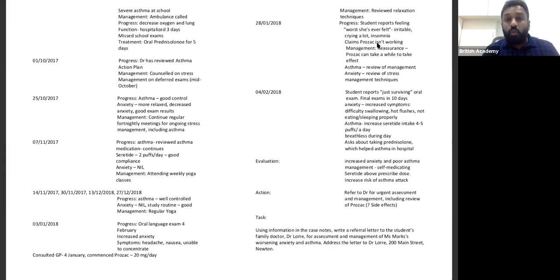You should be able to convey the problem, whatever is mentioned in this case note, to the target reader. That's all that is required. So this 28/1/2018 becomes your initial paragraph. That is your second paragraph. Your third paragraph becomes your 4/2/2018. That is, student reports just survival exam, final exam in 10 days, anxiety, and whatever problem. So this is initial, this is recent. This becomes your second paragraph. This becomes your third, and your action plan is your fourth. 4/2/2018 and the evaluation can be combined together to formulate your third paragraph. Then comes your action plan. That's your future. Please understand this, guys.